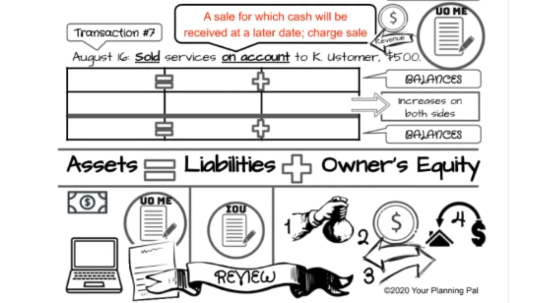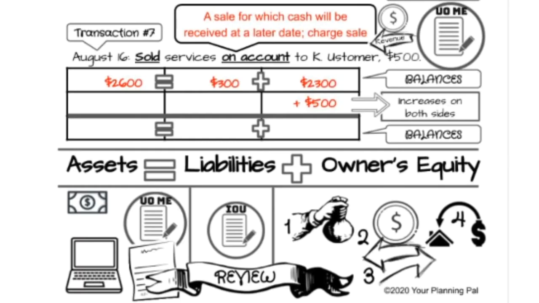So on August 16th, we sold services on account to K customer for $500. Whenever you see the word sold, that represents that you made a sale. So when we record our balances from the previous transaction, we'll see those there. And then recording a sale, remember that's under owner's equity. So we're going to increase our owner's equity column there, plus $500. And then sold services on account.